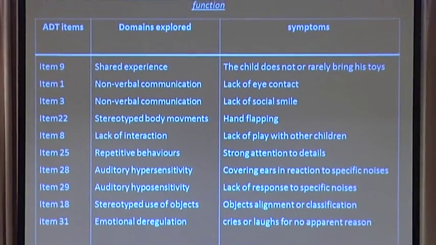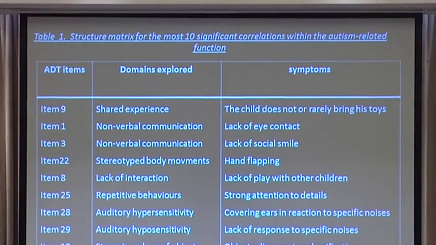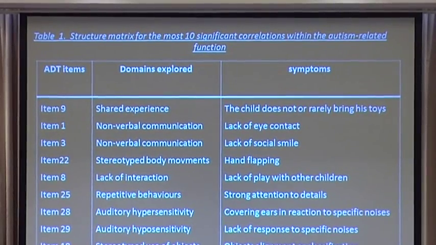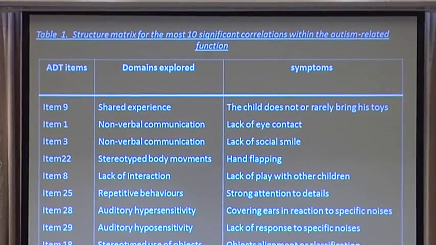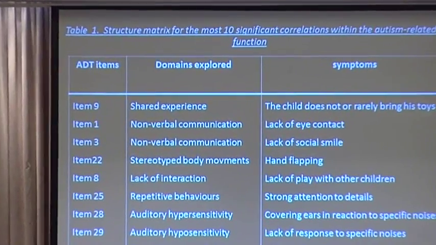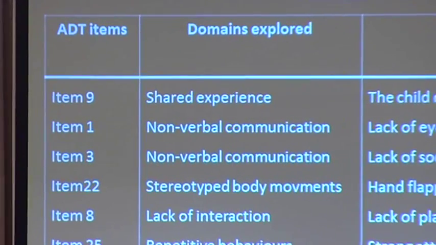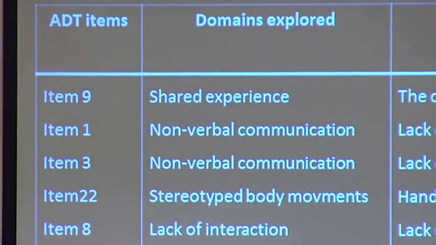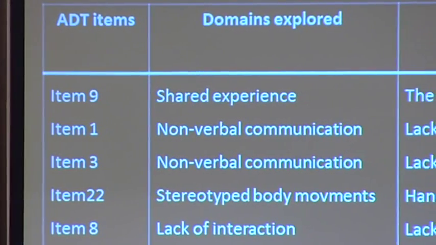For example, the strongest correlation is item 9. For example, in shared experience, the child does not or rarely brings his toys. Parents would tell us that. It's quite frequent. Another one is lack of eye contact. Obviously, you would know that. And item 28, for example, the child would cover his ears in reaction to specific noise.